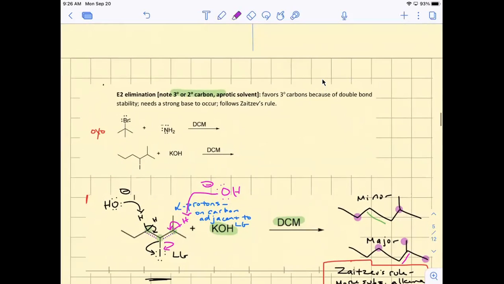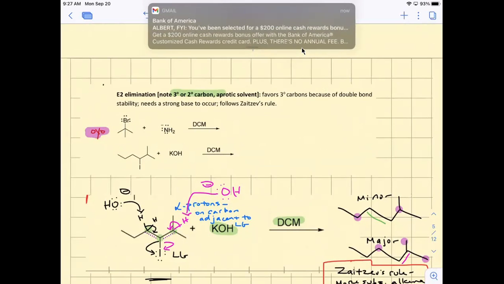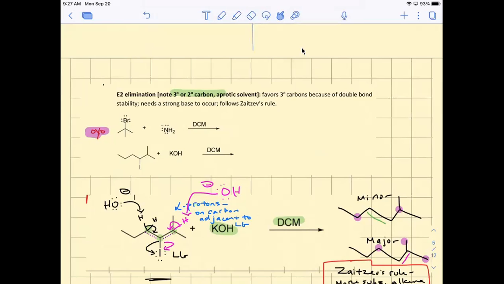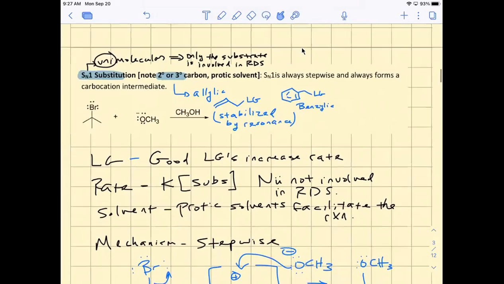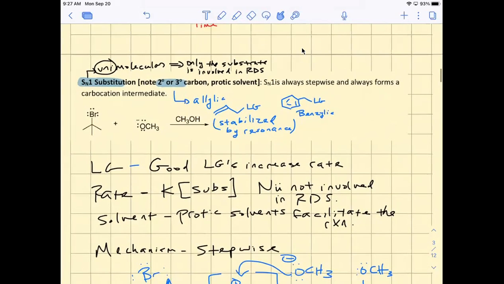So you'll do this one on your own, the one up top. It's a lot simpler because you're only going to get one product because all those methyl groups are identical. All right. If no questions, we're going to move on to the E1. And then we're going to start doing some examples. We've got plenty of time.